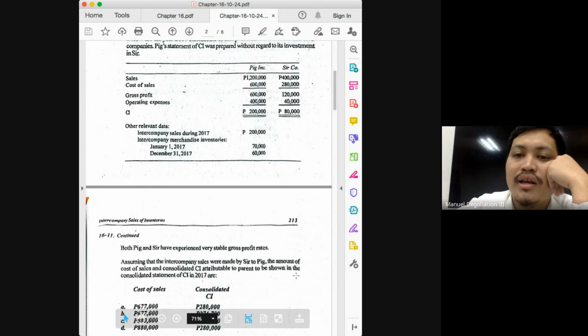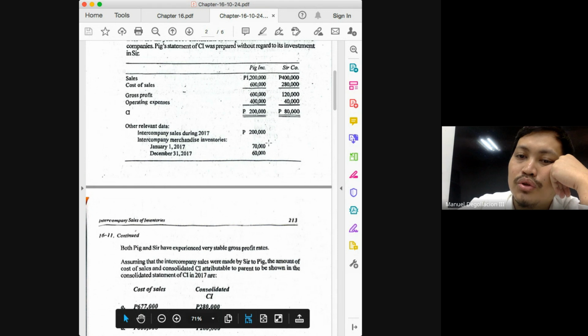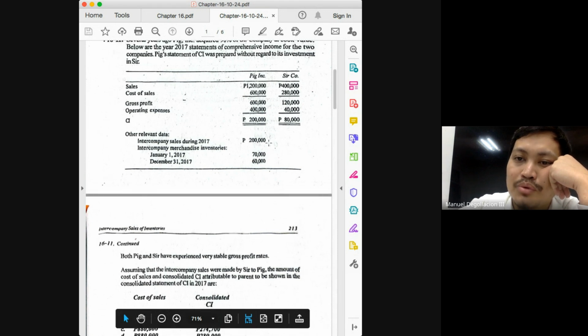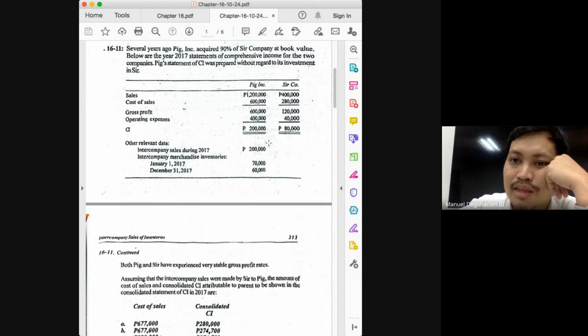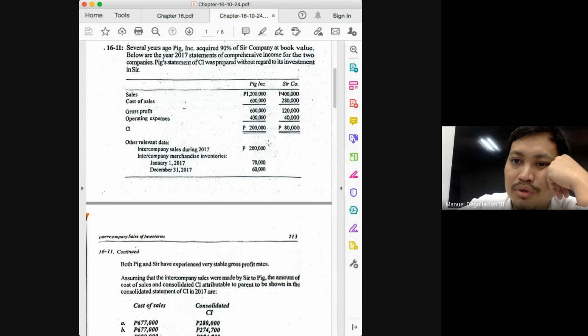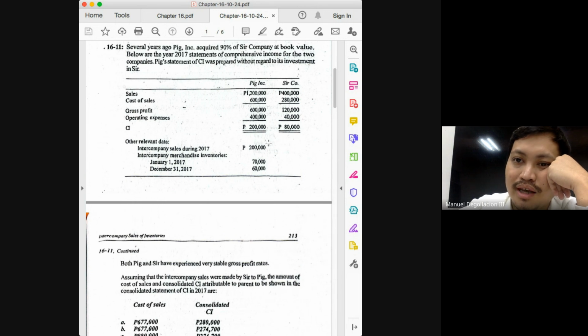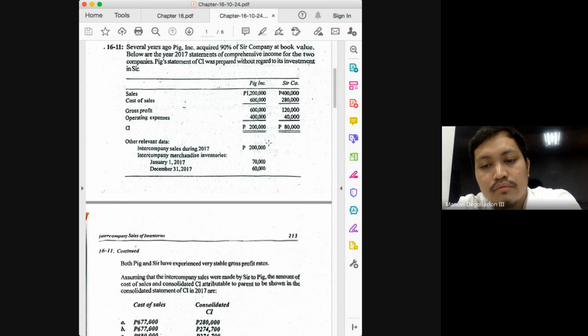Let's check. Do we have any excess, class? Because I don't want you to grow accustomed to problems wherein you will not check whether or not there is an excess, class. 90% at book value. Okay, so since it was acquired at book value, no excess. There will be no difference between the fair value and book value. Okay, so the only adjustments here will come from the markup on beginning and markup on ending.